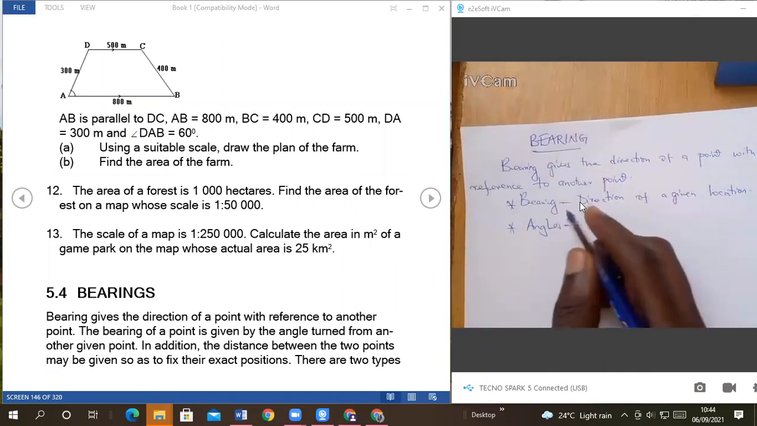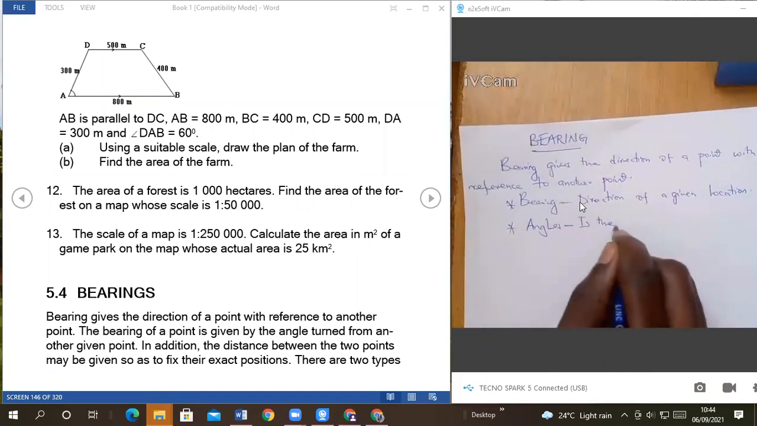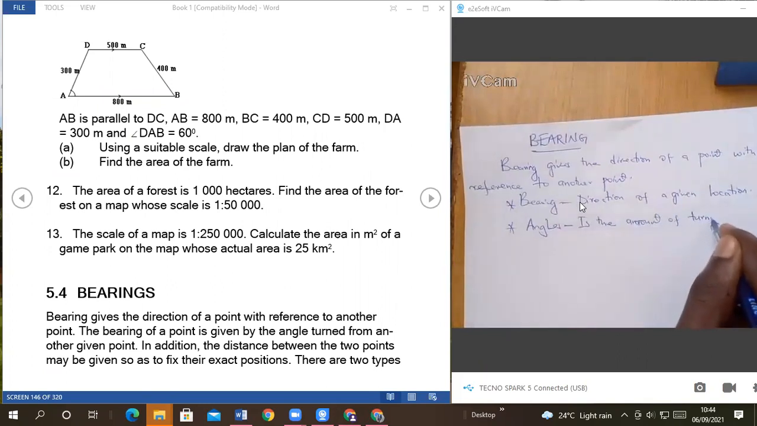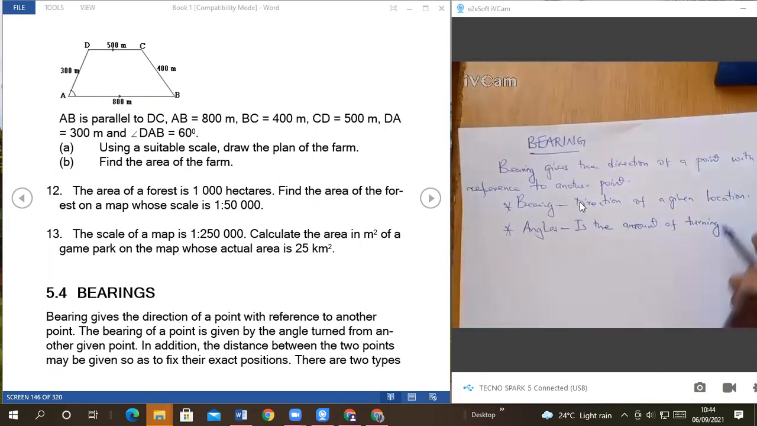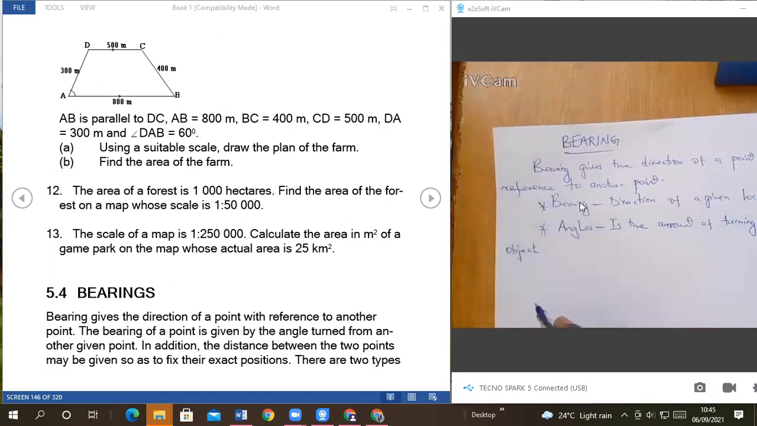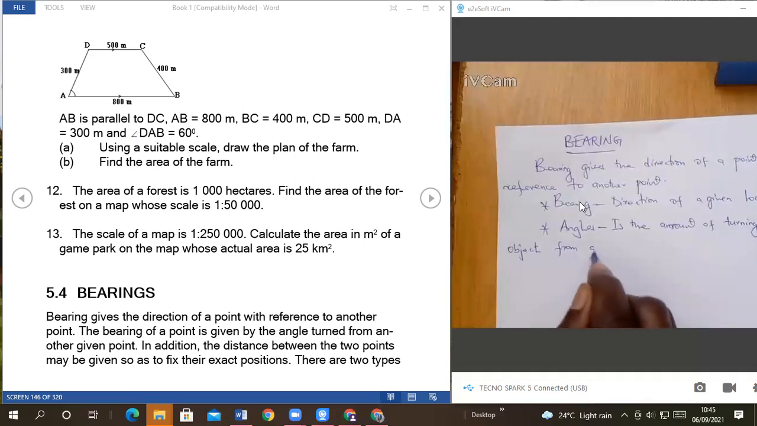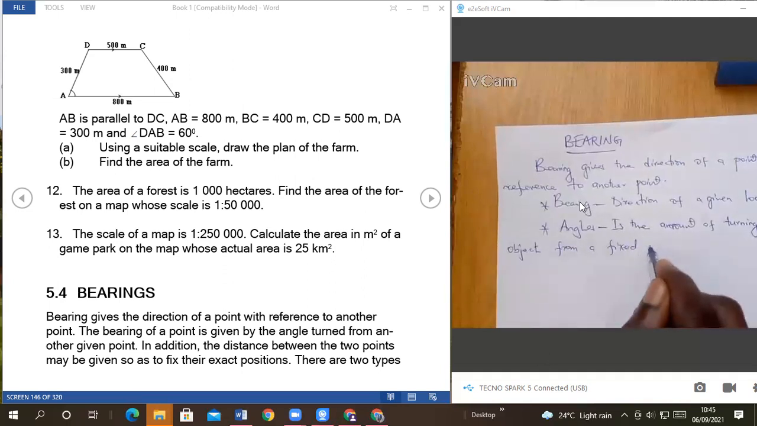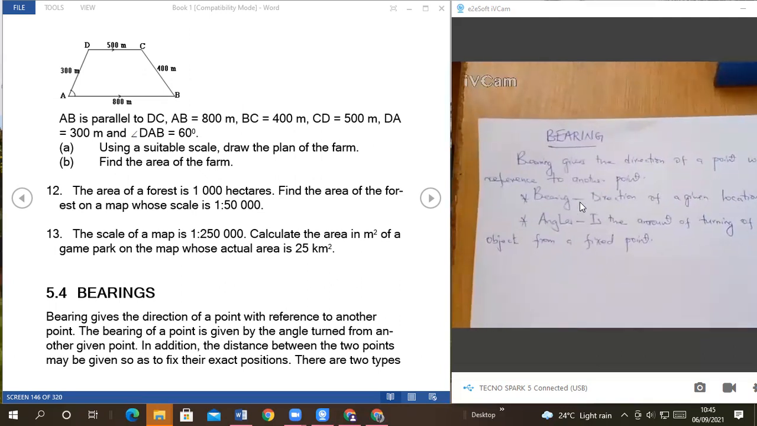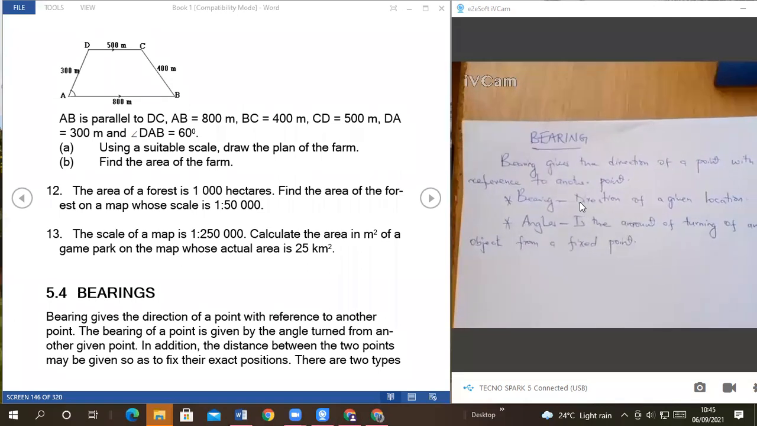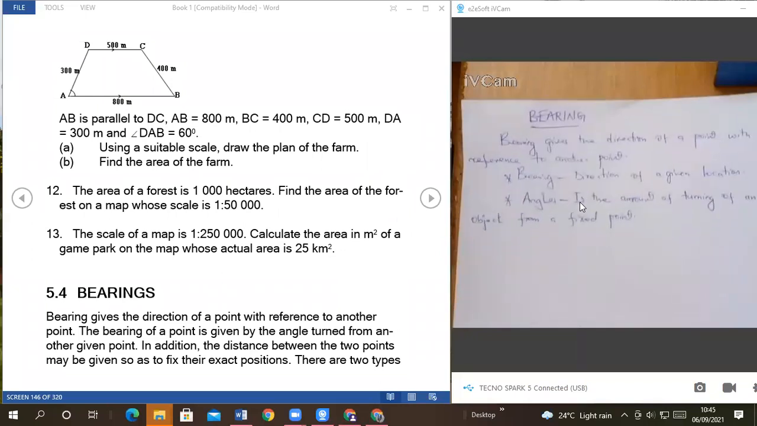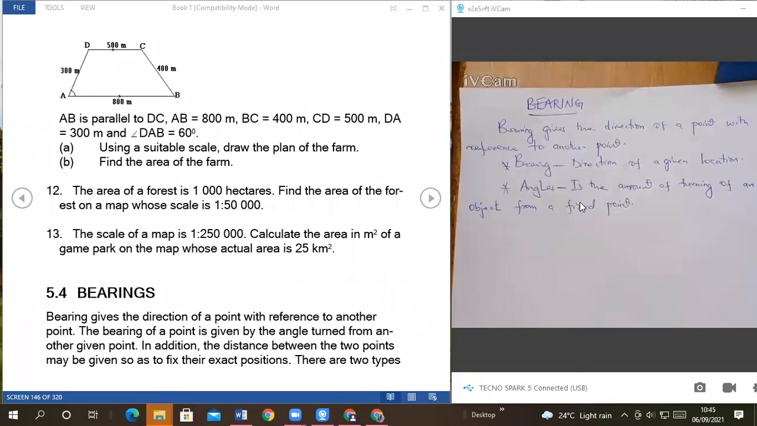When we talk of angles, angle is the amount. Can you write them down? Angle is the amount of turning of an object from a fixed point. Is the amount of turning from a fixed what? Point. Members, are we together?